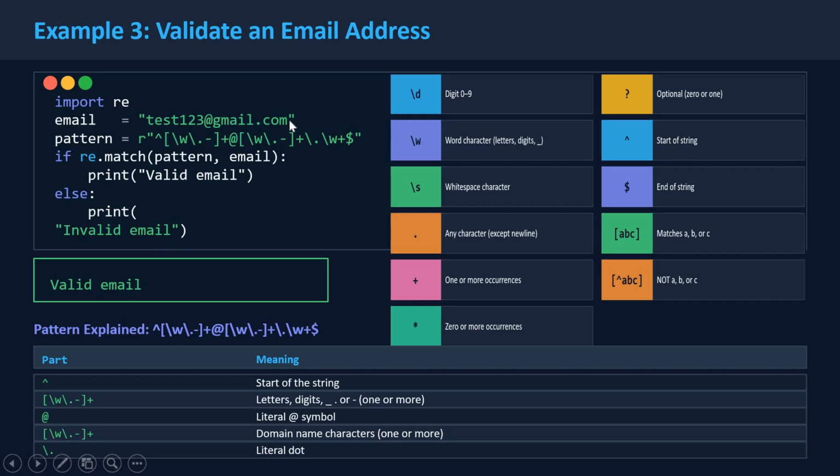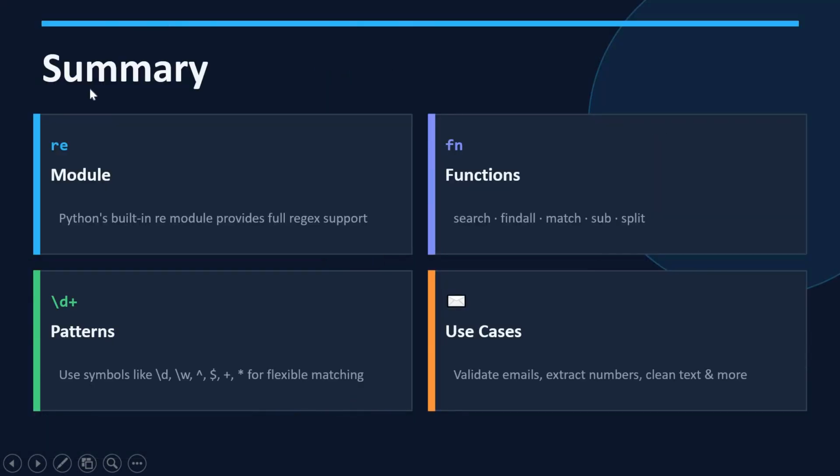So that way it will work. For me, it is following all these conditions, so that means I will get only a valid email, right? So that is the way: the dot is a literal dot, it will check domain name characters, and it will check that literal at the rate. That way it will perform this email validation.